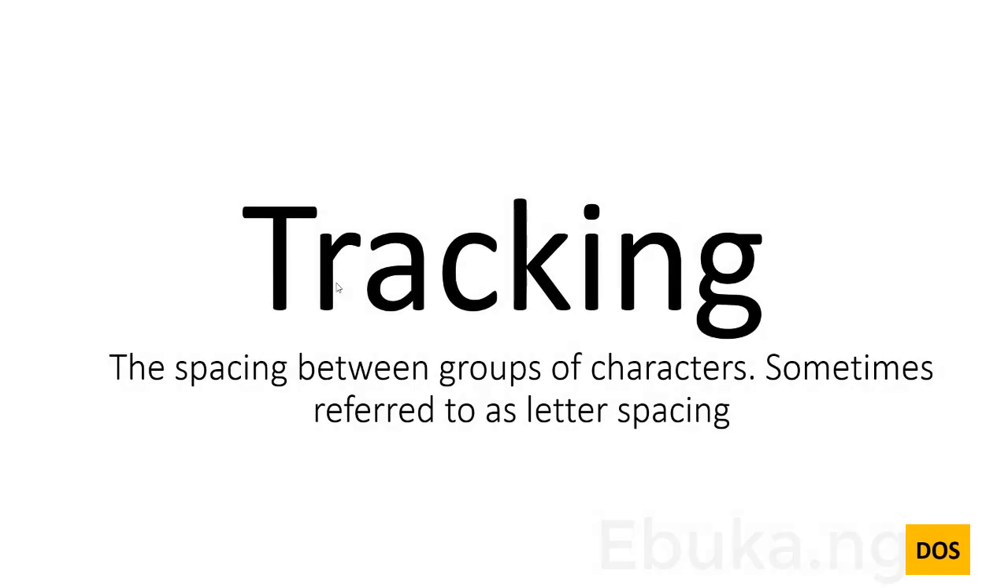Tracking is the spacing between groups of characters, sometimes referred to as letter spacing. While kerning deals with individual characters, for instance, the space between T and R is a kerning. The space between R and A is a kerning. So you could reduce the kerning to reduce the space between R and A alone. If you want to increase the space, you increase the kerning. But if you want to increase the space between each of the letters here generally, you apply what we call tracking.